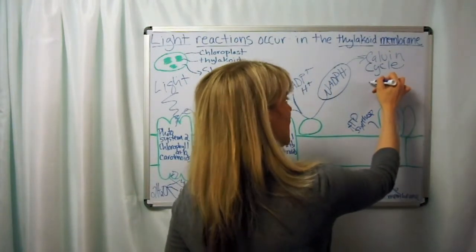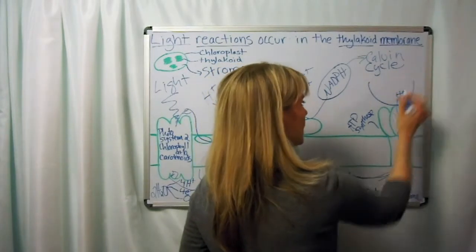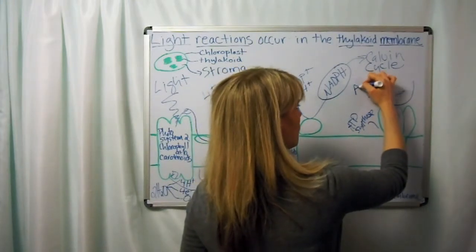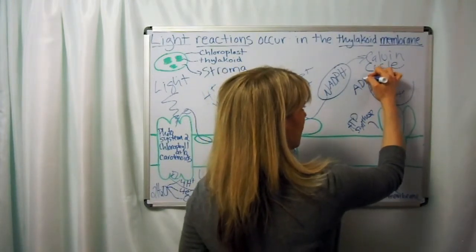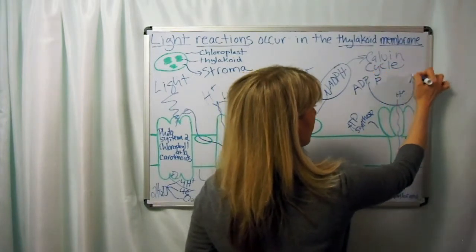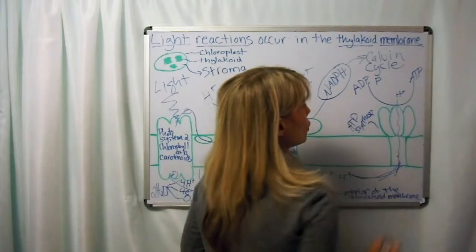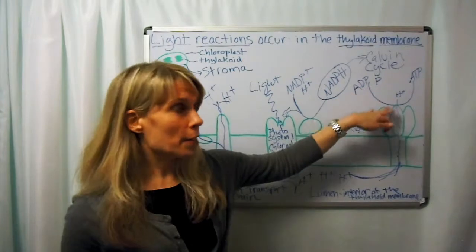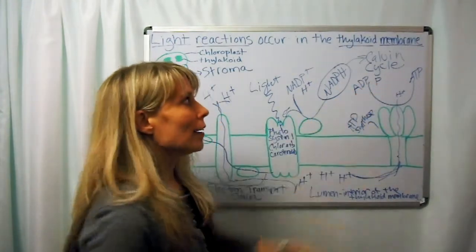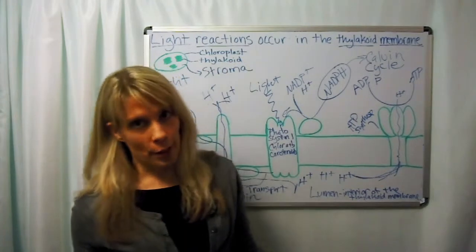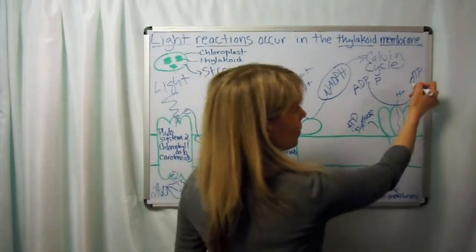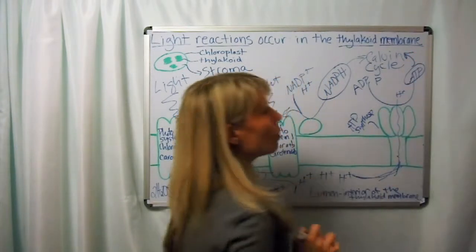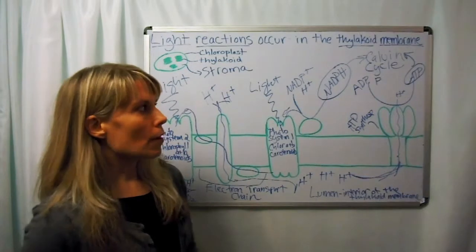And what's going to happen here is this ATP synthase is actually an enzyme that's going to convert ADP and a phosphate to ATP. Just to jog your memory a little bit, ADP is adenosine diphosphate, and when we add a phosphate, it gives us ATP, adenosine triphosphate. And this ATP is also going to go into our Calvin cycle, our dark reactions.